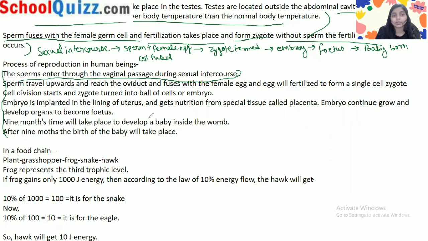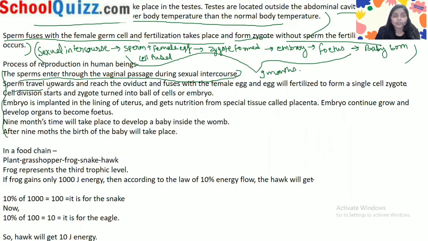And the whole process takes place in nine months. So you can tell them this way also, but I think the theory part will be better because it gives you whole coverage, right? And in the last, you can also draw the sequence part, right?